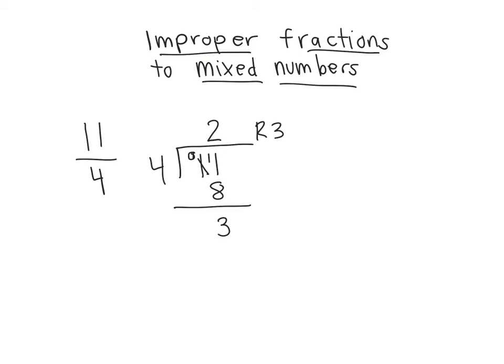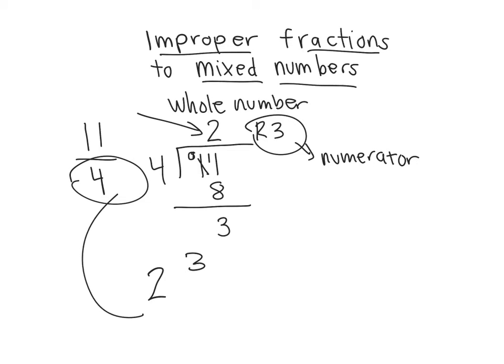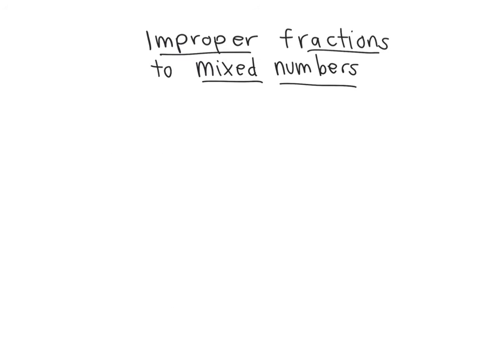So if we remember, this 2 becomes the whole number. So your answer becomes the whole number. Your remainder becomes the new numerator. And then the bottom stays the same. So it would be 2 and 3/4. And then to check, I would do multiply and add. So 4 times 2 is 8. 8 plus 3 is 11. 11 over 4.